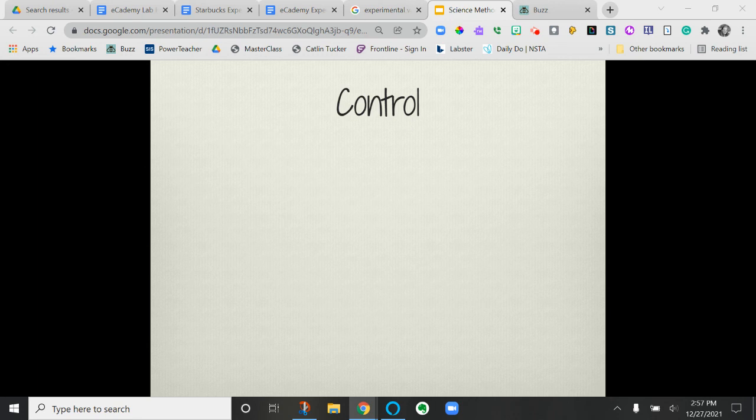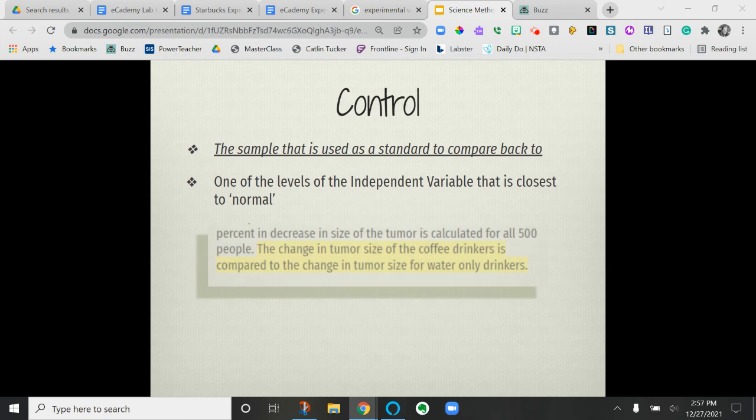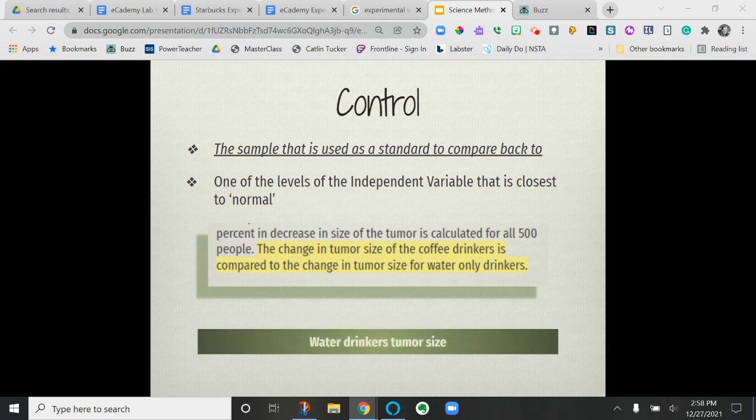When we hear the word control, you should think baseline sample, or the standard we will be comparing back to. Remember water being one of the independent variable levels of treatment? The easiest way to determine the baseline is to figure out which level of the independent variable is closest to normal, or the one without the treatment. Look at the example. What will the researcher be comparing the data to in this experiment? By comparing the coffee drinker tumor size decrease to the decrease in tumor size of the water drinkers, the data could conclude a relationship between coffee consumption and change in tumor size.